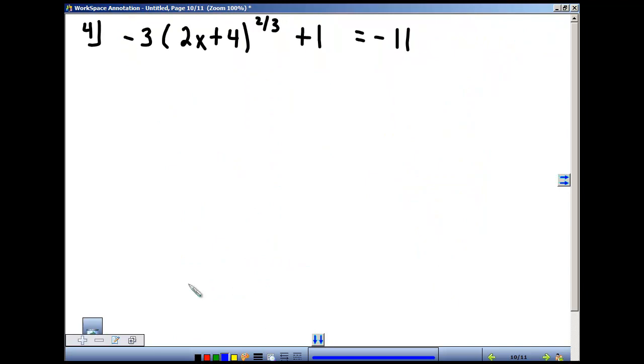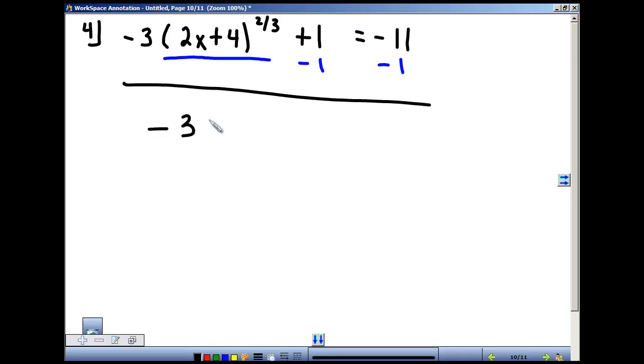Example 4. Isolate the term containing the rational exponent. This right here is my rational exponent. I need to get rid of the 1 and the negative 3. We first begin by getting rid of what's added or subtracted to it. So I need to subtract 1 from both sides. And that leaves negative 3 times 2x plus 4 raised to the 2/3 power is equal to negative 12.